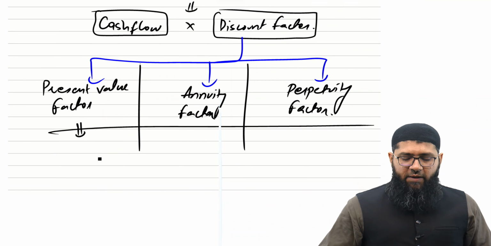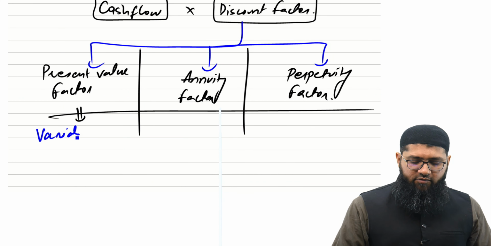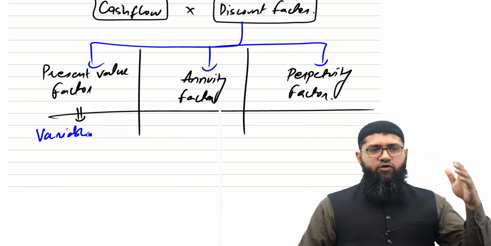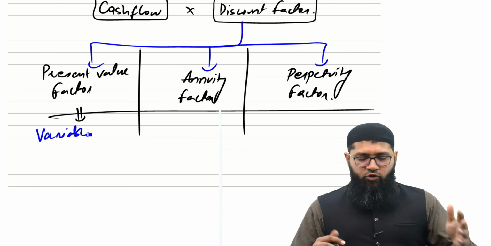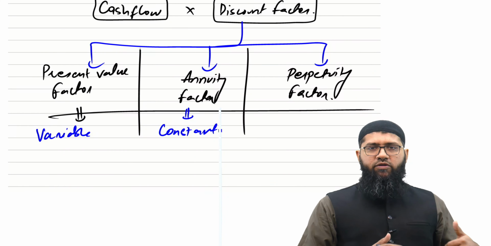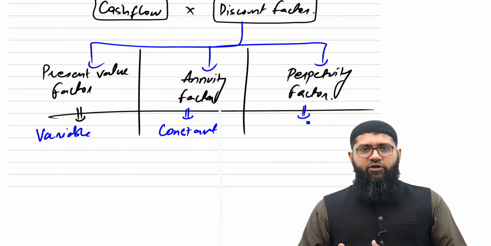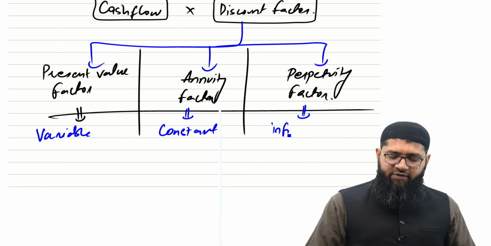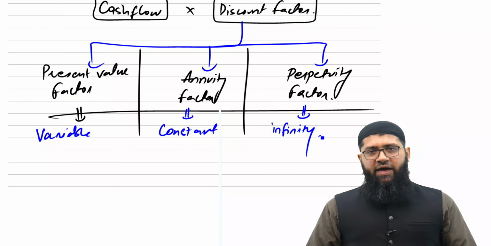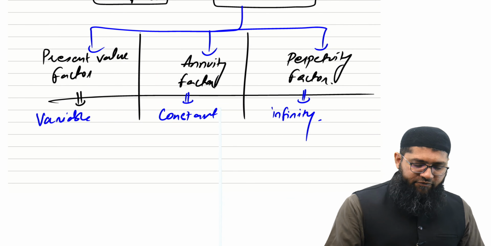So when do we use the present value factor? We use the present value factors whenever there are variable cash flows. Like you have got cash flow different in year 1, 2, 3, 4, so on and so forth. You use the annuity factor when you have got constant cash flows. When every year there is a constant cash flow, you use the annuity factor. When do we use the perpetuity factor? We use the perpetuity factor when the cash flows arise up till infinity.